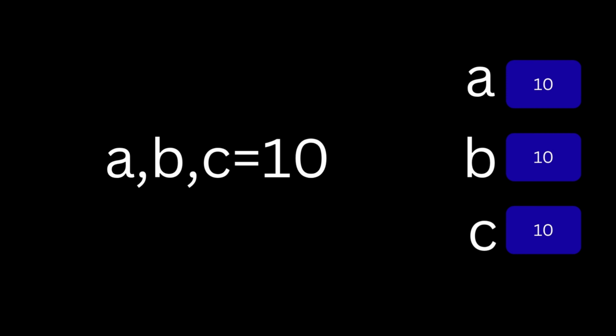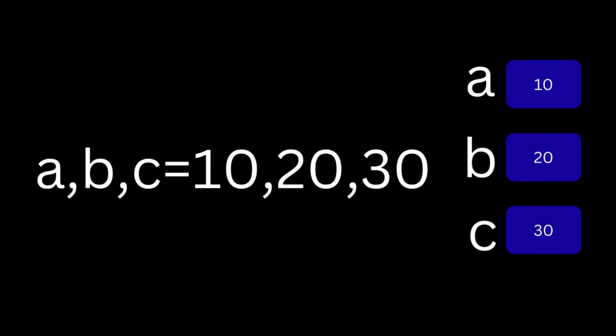You can assign the same value to multiple variables like this. Just place a comma between the variable names. You can also assign different values to multiple variables in a single line. Python matches the values to the variable names in the same order.